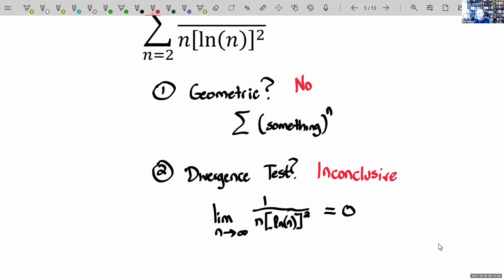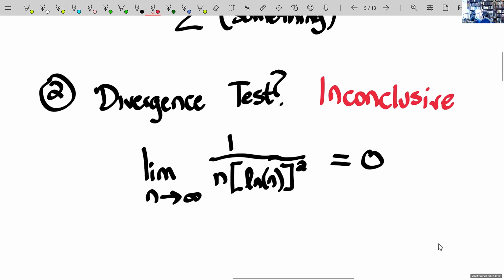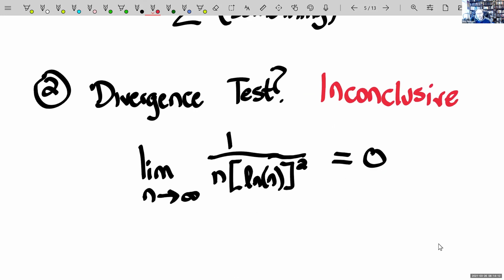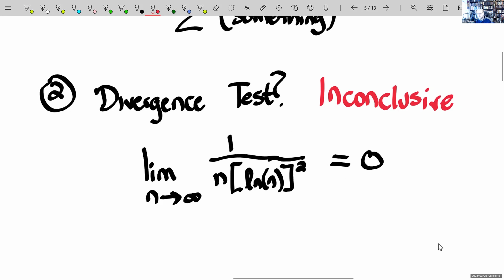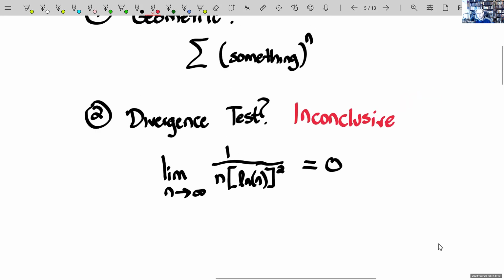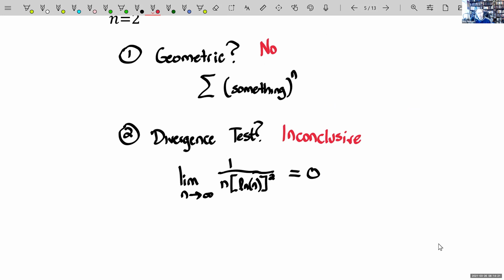Inconclusive means that the divergence test is not telling me that this diverges. It also doesn't tell me it converges. It just says I can't say anything. If that limit was non-zero, yeah, that's totally conclusive. That means that the summation would diverge. So our only two major tests so far fail. So what are we going to do?